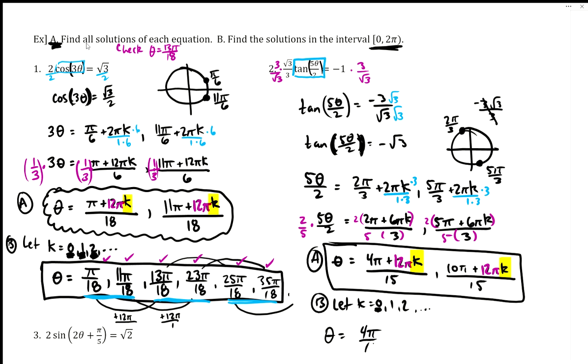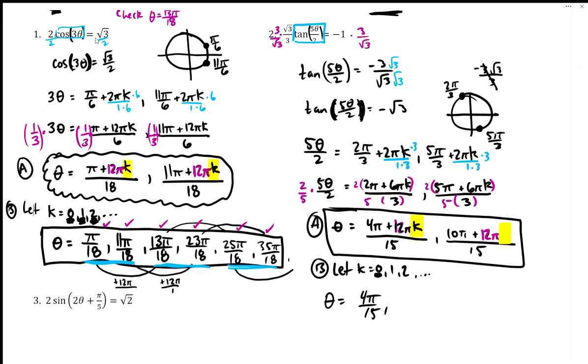with 4 pi over 15, comma. And then the second one, if we let k equal 0 in the second one, then we'd be left with 10 pi over 15. Now, that will reduce, but let's reduce it later. Comma. And then when we let k equal 1, let me highlight in purple again, that's where that addition of 12 pi will kick in.